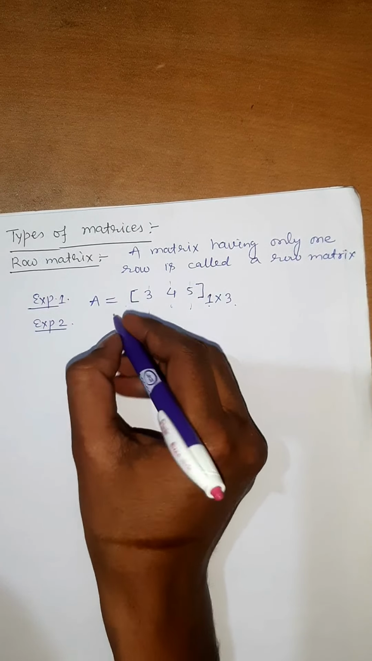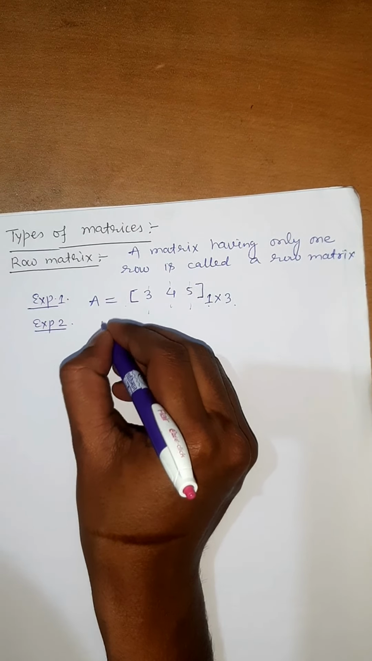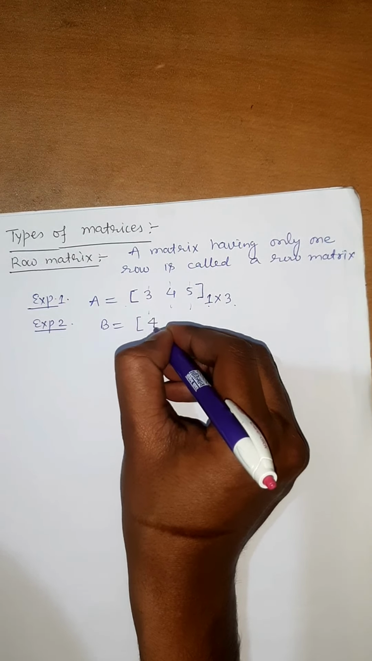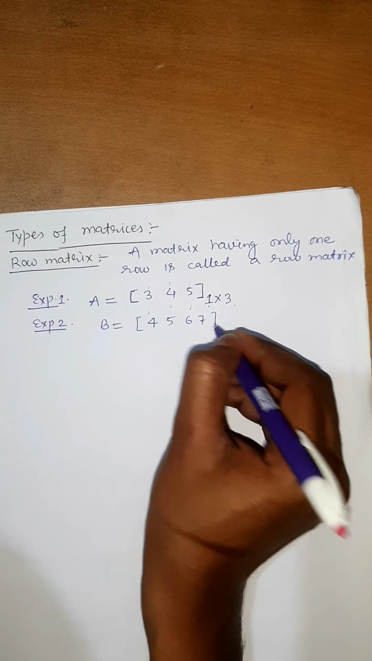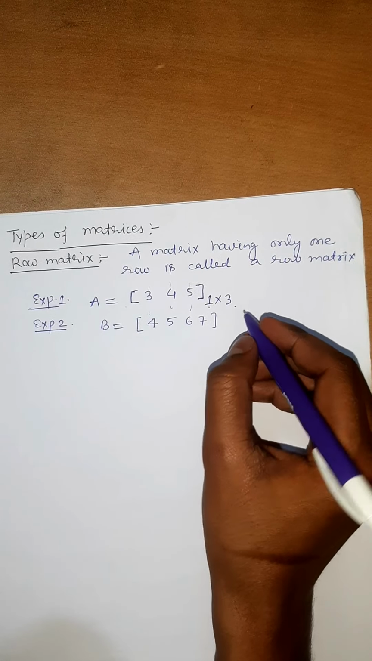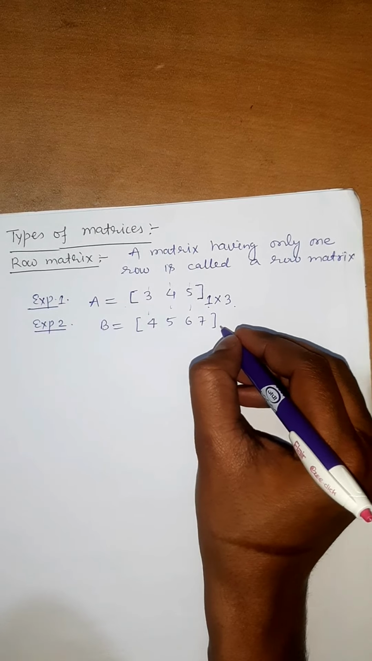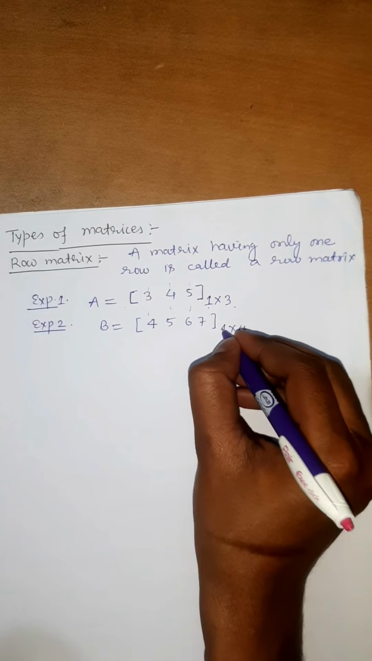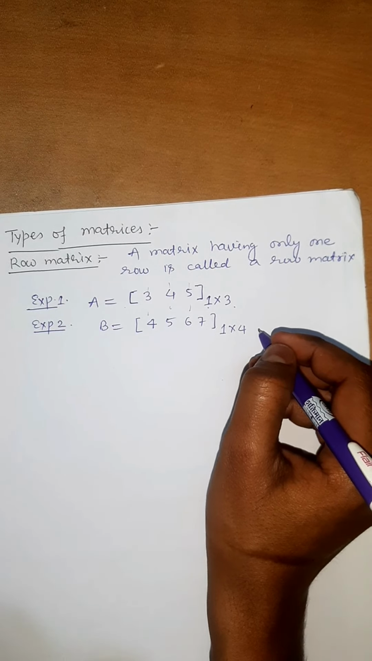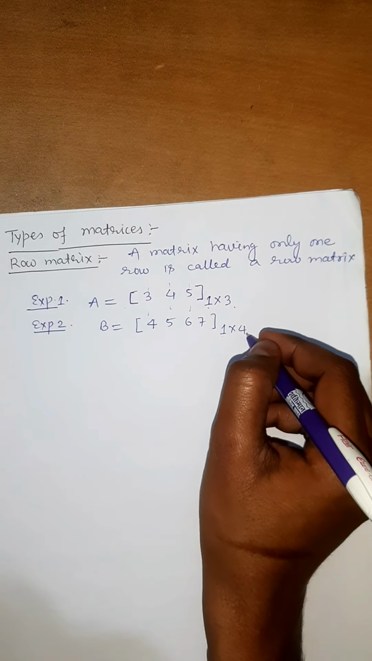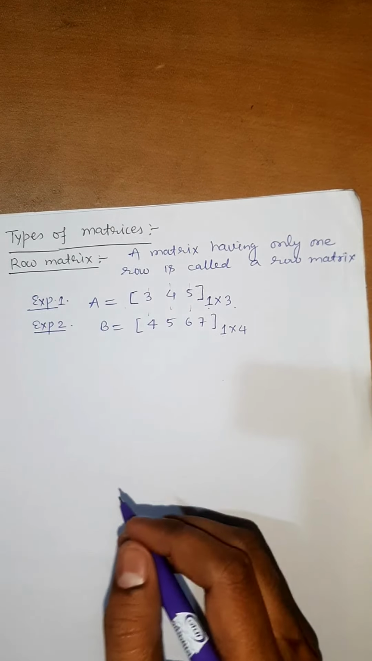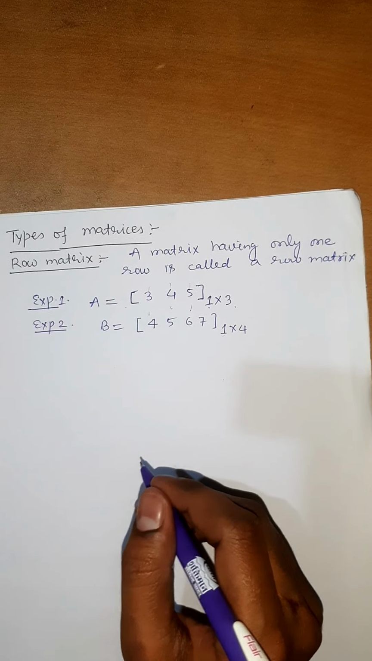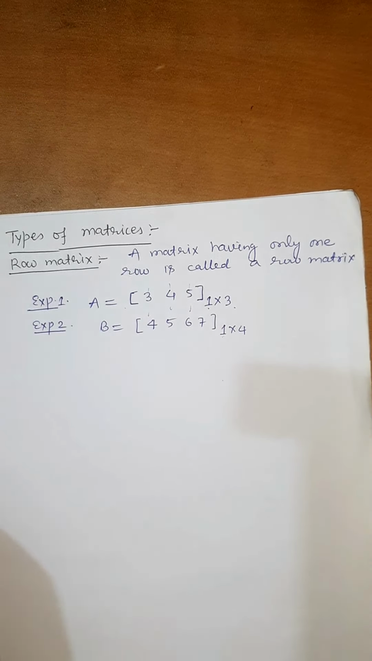Example 2, say B is another matrix and having elements 4, 5, 6, 7. So there is only one row and 4 columns. So the order of this type of matrix is 1 cross 4 or read as 1 by 4. So a row matrix is such type of matrix.